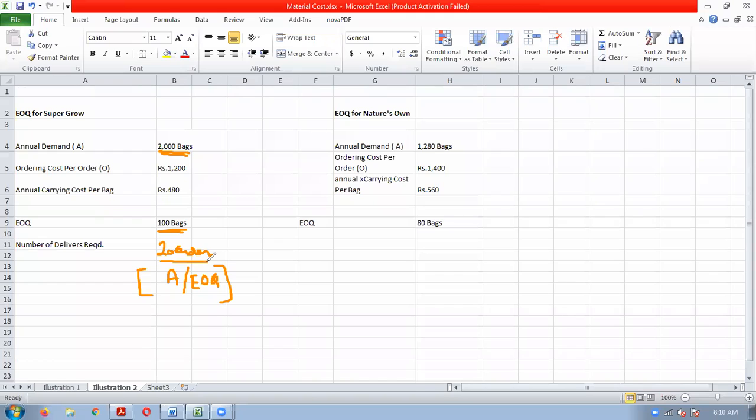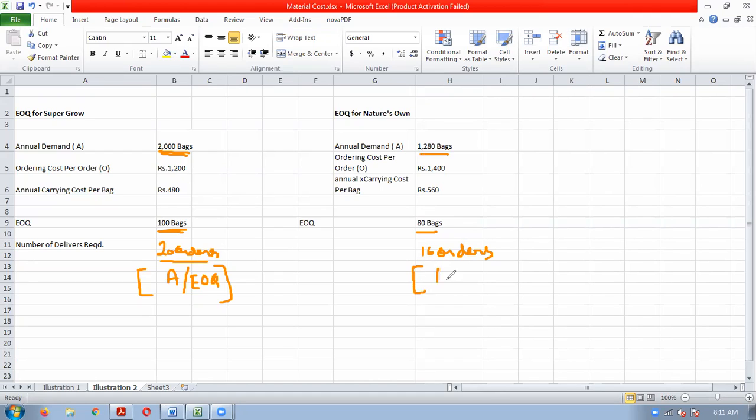And similarly, here you require 1280 bags, and every time you will place only 80 bags as the order. So what will be the number of orders required? 1280 divided by 80, so you will have to place 16 orders here. This is simple logic only.